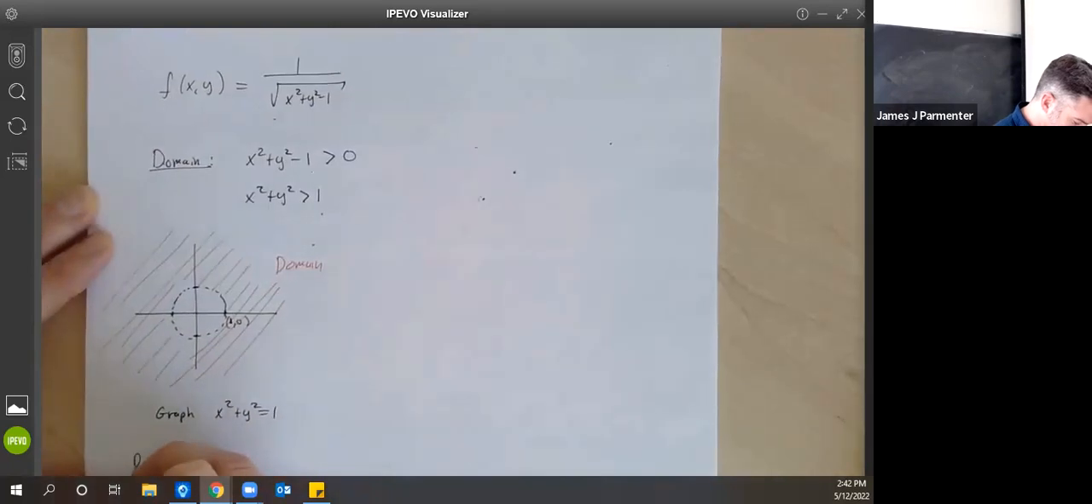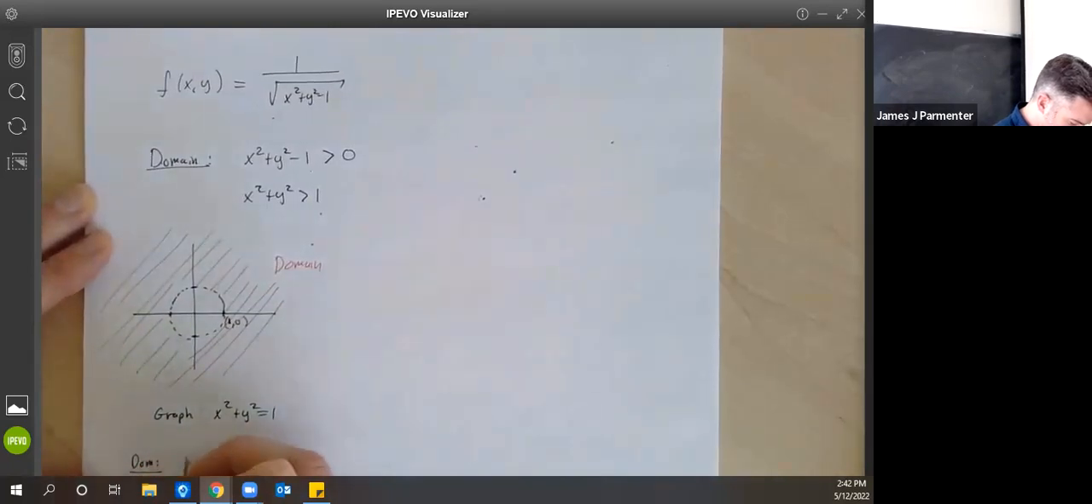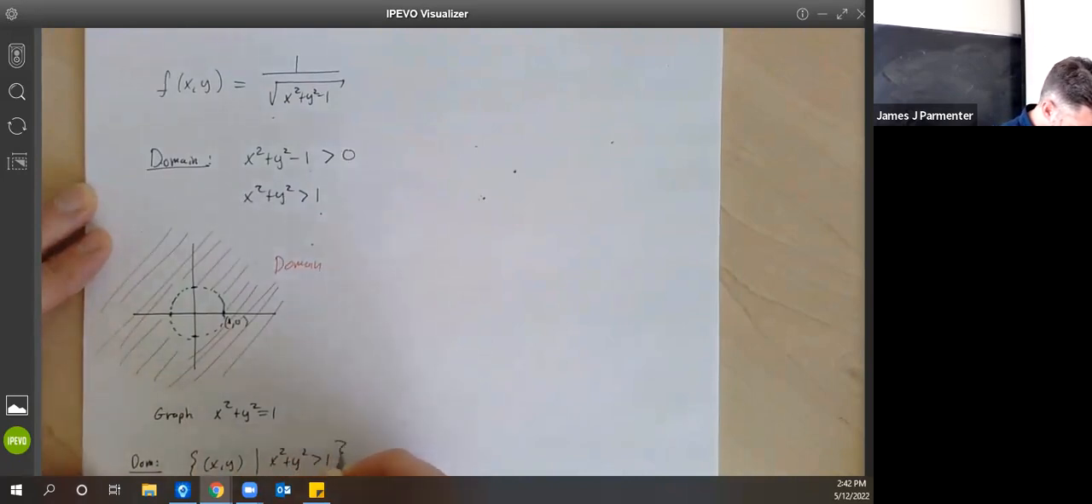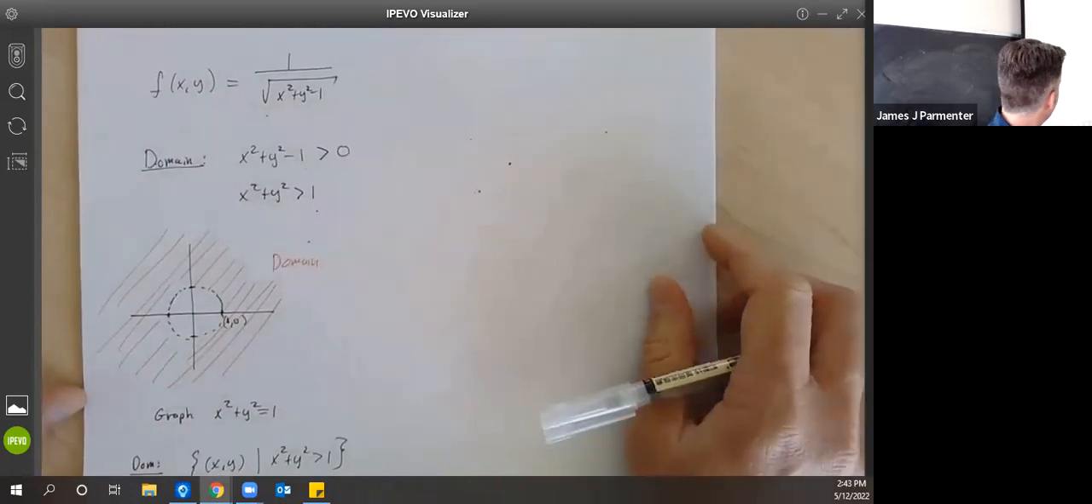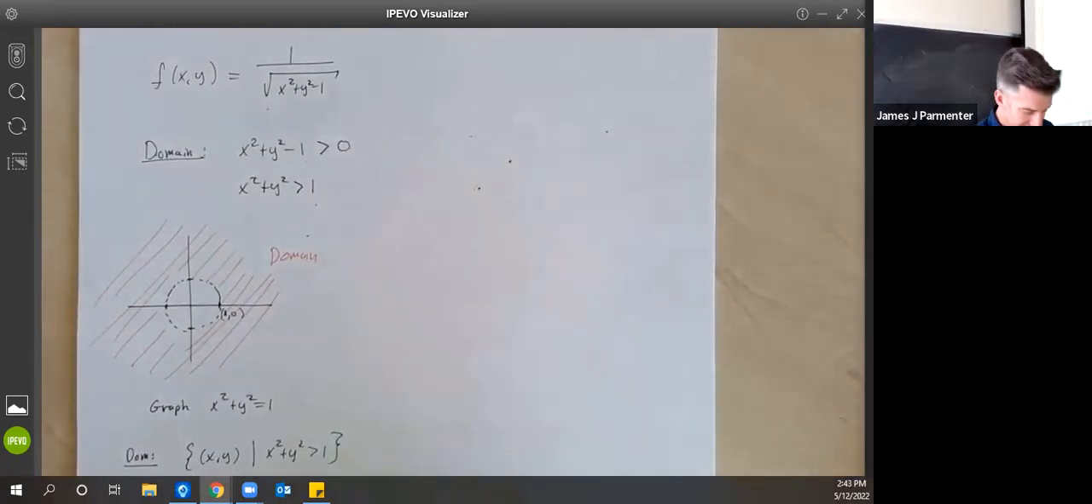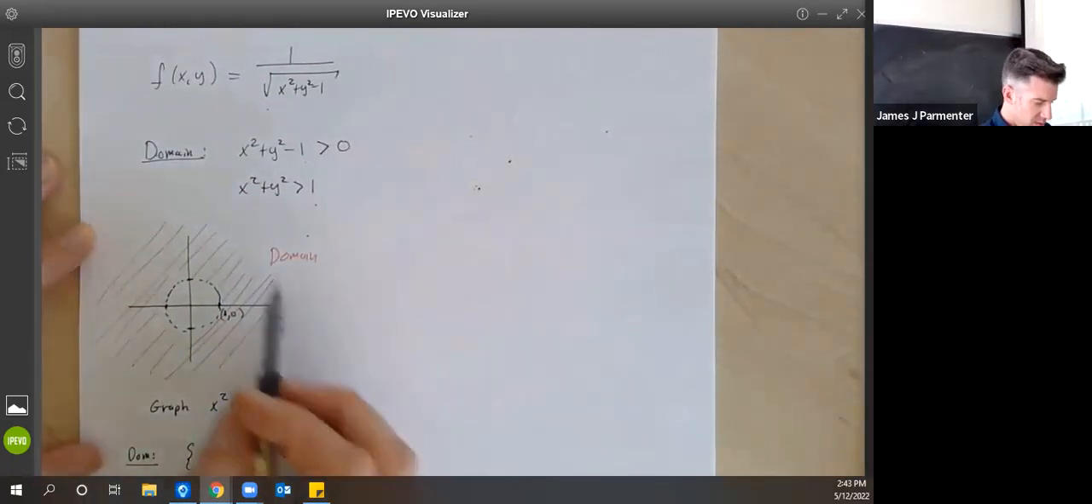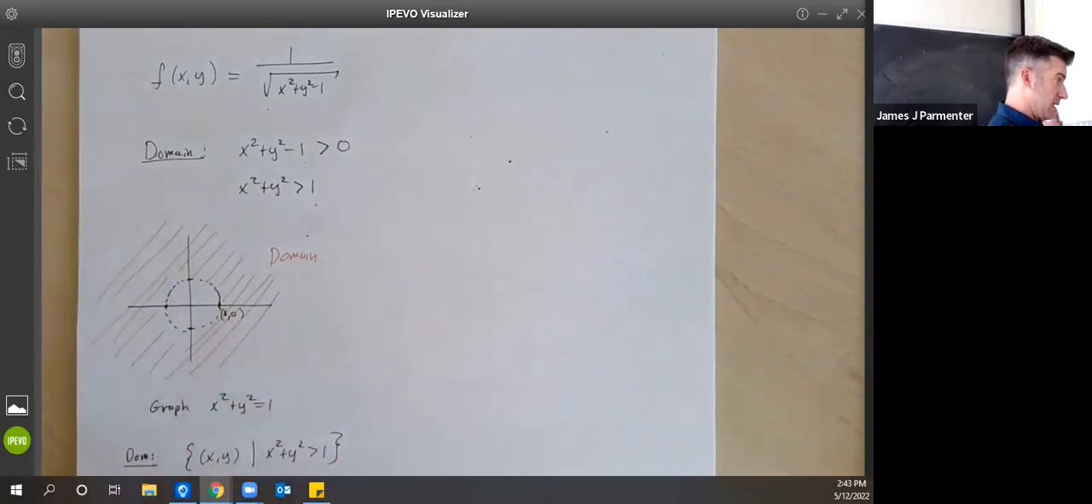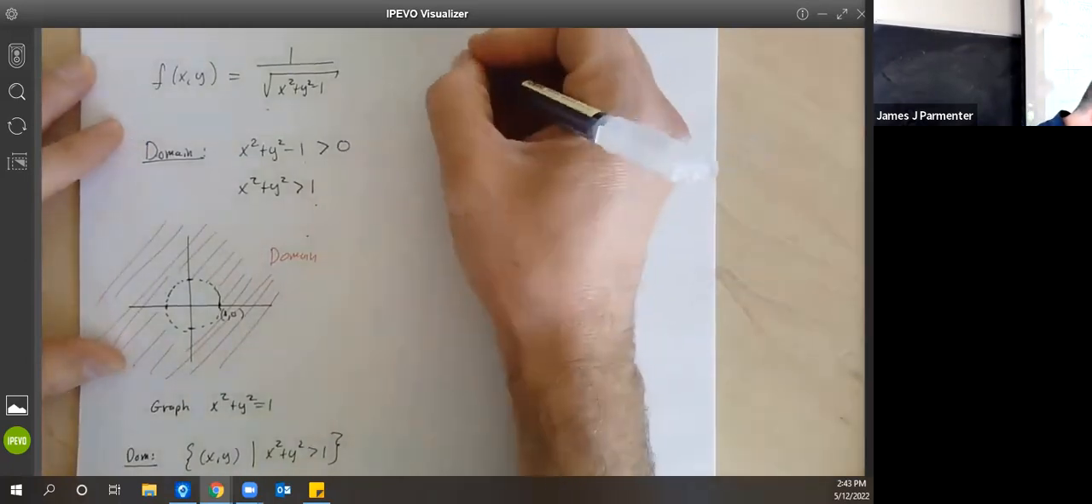Writing it is not terrible. Domain can be the set containing all (x, y) such that x squared plus y squared is greater than 1. So again, actually writing the domain is usually not terrible. Drawing it, thinking about what it actually is, is a little bit of work. Let's talk about the range.